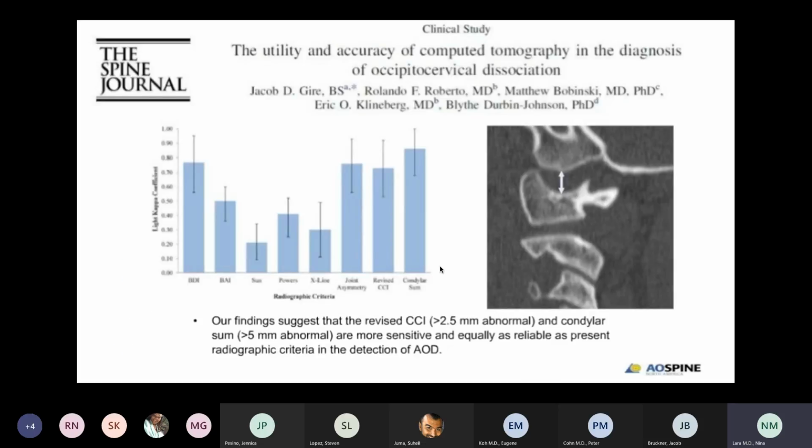The outcome of this study is that they found that the condylar-C1 interval, the CCI, you can see here on the right, or the sum of the CCIs, the condylar sum, greater than 5 millimeters, is more sensitive and equally as reliable as the basion-dens interval, BDI, and BAI, basion-axial intervals. Those are specific, but again, they're not very sensitive to identifying an injury.